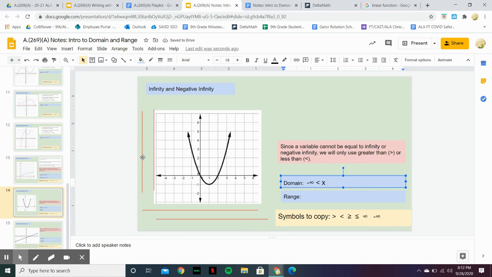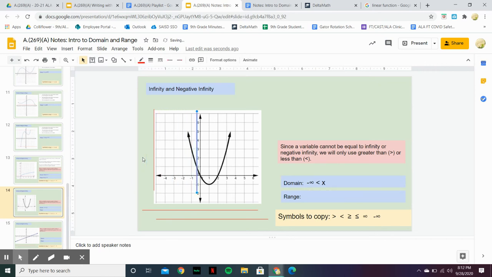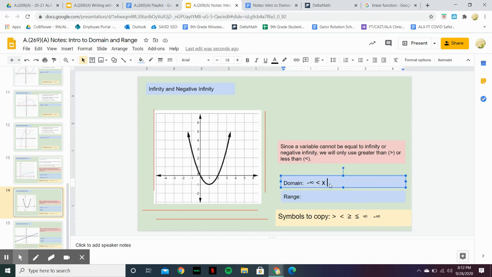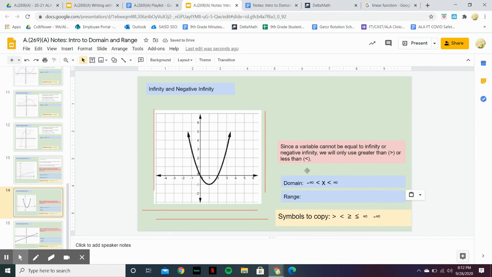Likewise, I know that my domain does not stop here because this arrow tells me it's going to keep on increasing to the right as the graph moves up. That tells me that the largest x could be is actually infinity. It's going to go on forever and ever. So our domain of this function is negative infinity is less than x, which is less than positive infinity. So really this domain is any of the numbers on the x-axis.